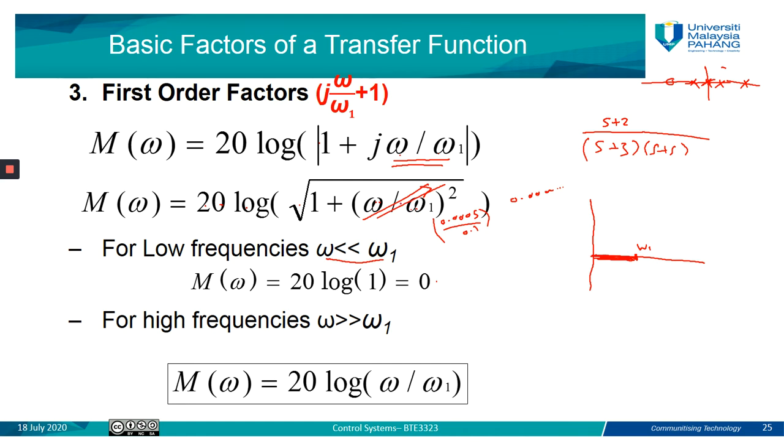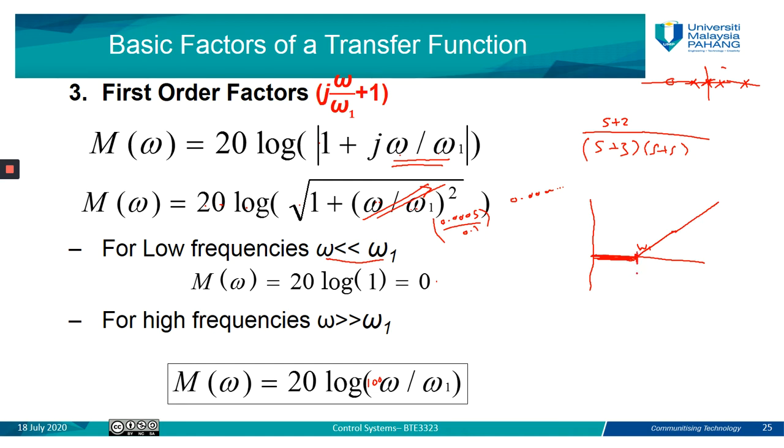After that, for omega greater than omega 1, we are going to find this relation, 20 log omega over omega 1. So we substitute for the value of omega. If omega equals omega 1, it will be omega 1 over omega 1, so it will be 20 log 1, which is 0. Then if we have 10 omega 1 over omega 1, it will be log 10, so it will be 20 dB per decade. Then if we have 100 omega 1 over omega 1, it will be 40 dB, and so on.